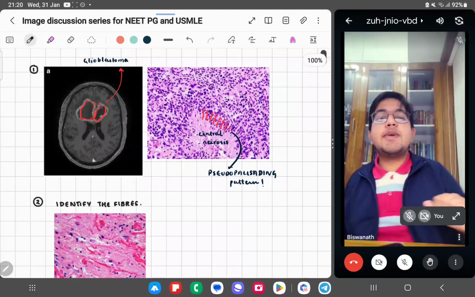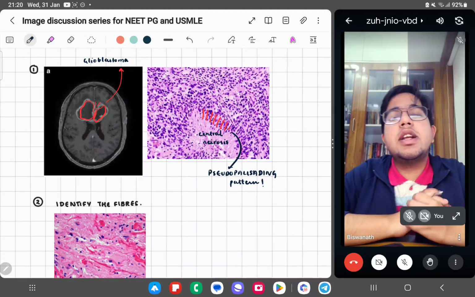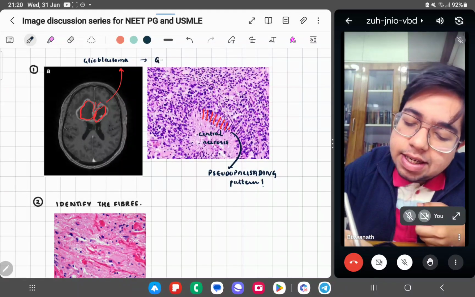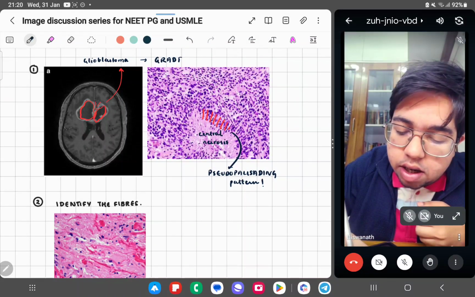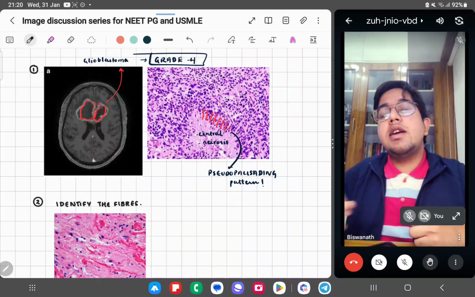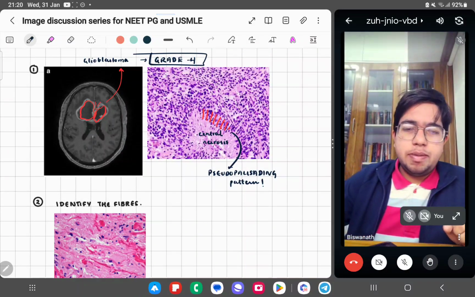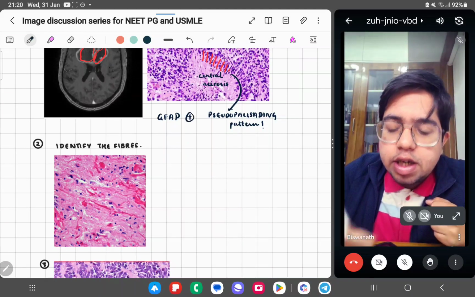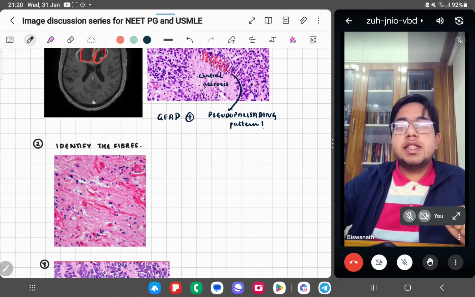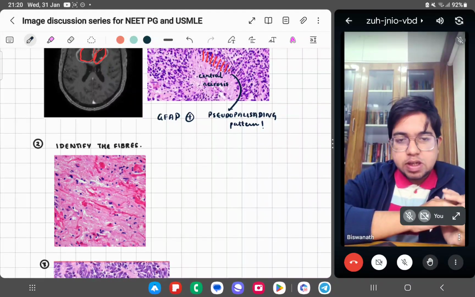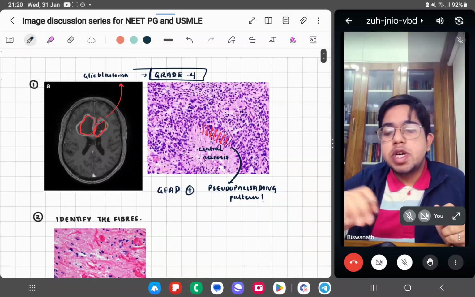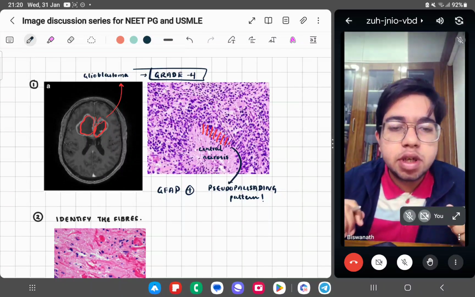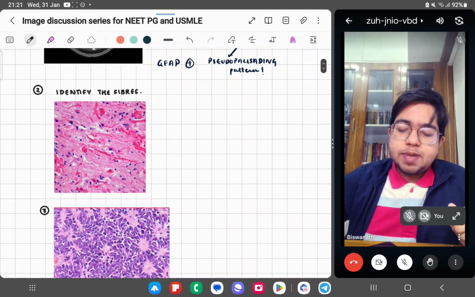If you are a NEET PG aspirant, you must have read a lot about glioblastoma. It's a grade 4 tumor according to the WHO, with a very poor prognosis. And if I give an introduction about immunohistochemistry, you will have GFAP positive. GFAP is generally positive in all gliomas, and glioblastoma is one of them. So you can correlate the MRI findings with the microscopy and the immunohistochemistry. Now let's move to the next pattern.